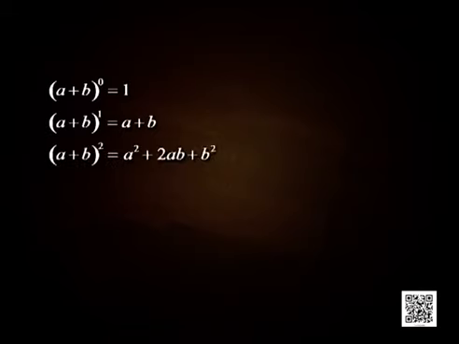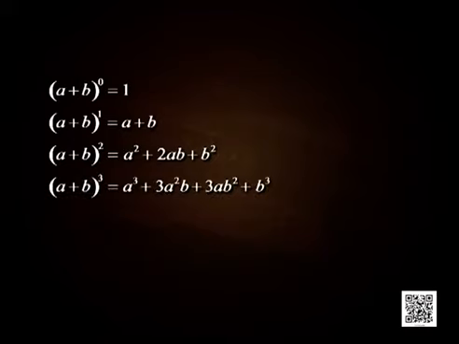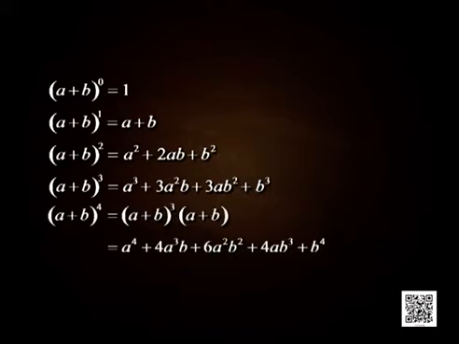Start with thinking about what is (a plus b) whole to the power 0. That is nothing but 1, right? And (a plus b) to the power 1, (a plus b) whole squared, yes, a squared plus 2ab plus b squared. (a plus b) whole cube, write down that expansion and now try to find out what is (a plus b) whole to the power 4. How would you get that?